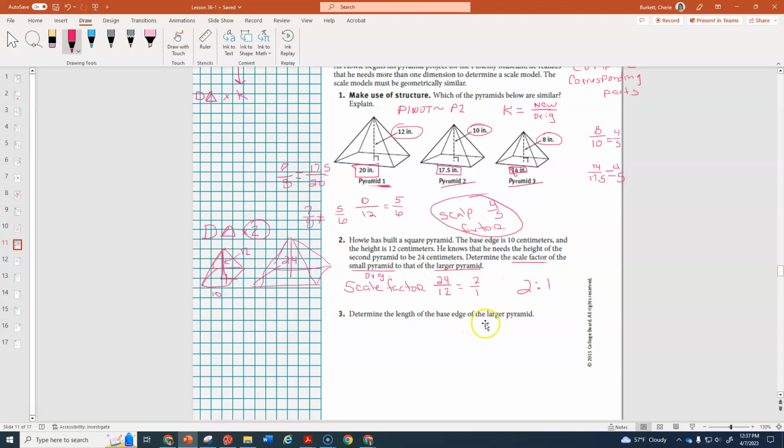Now determine the length of the base edge. So we're talking another dimension. So the base edge has to double. So if it started off being 10, 10 times 2, the base edge of the other pyramid is going to be 20.